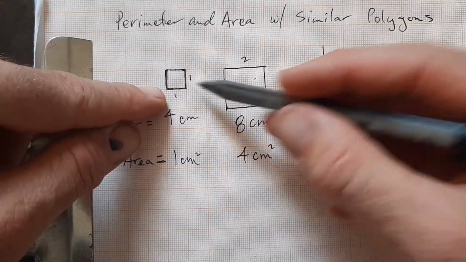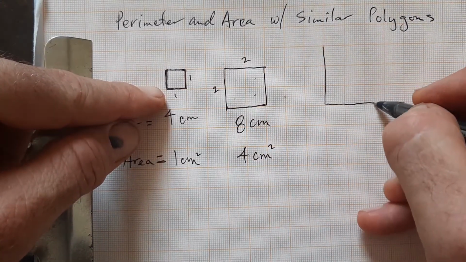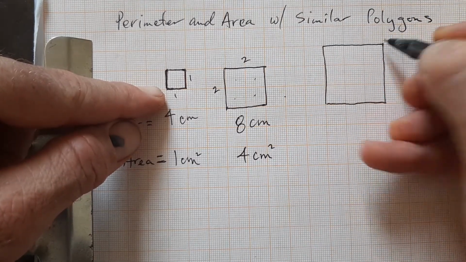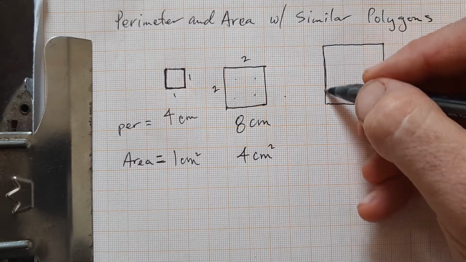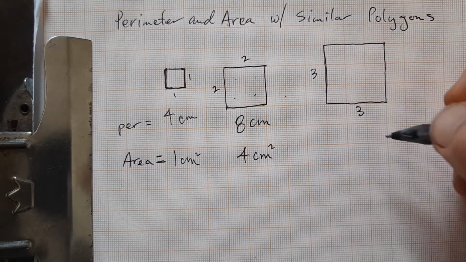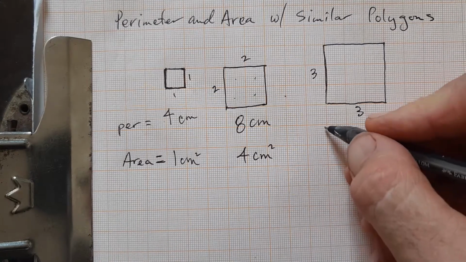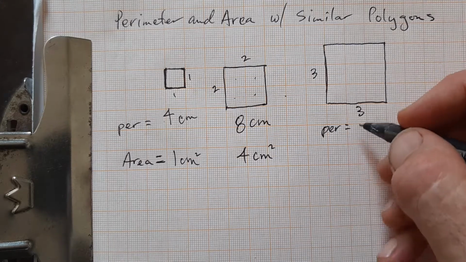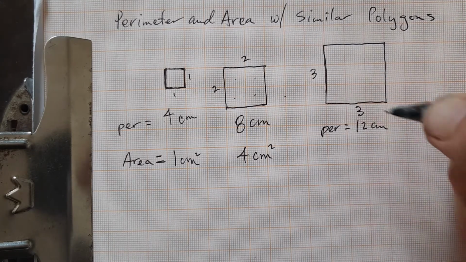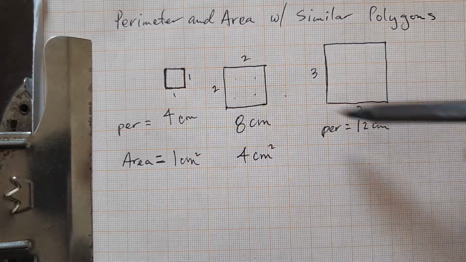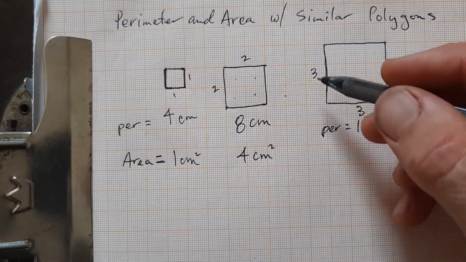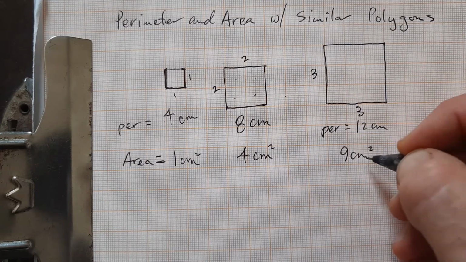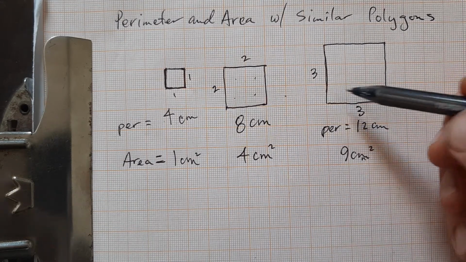So I'm going to take the first one and multiply by 3. Make it 3 times as long. Each side 3 times as long. So I get a 3 by 3 square. The perimeter is 3 plus 3 plus 3 plus 3, 12 centimeters. So the perimeter is 3 times as big. And what about the area? 3 times 3 is 9. So it's 9 square centimeters. You can count them up, 9 little squares.